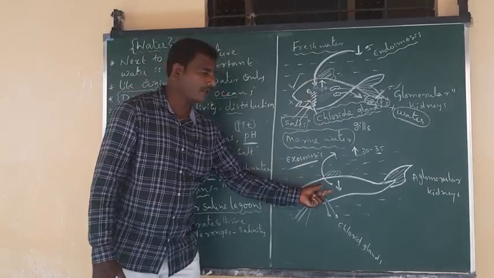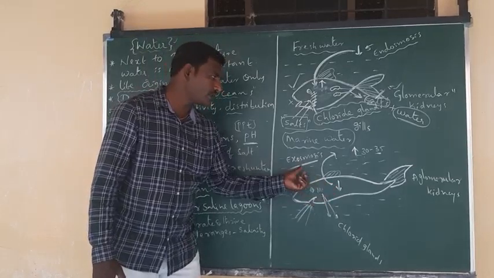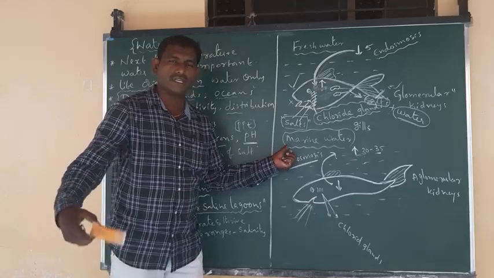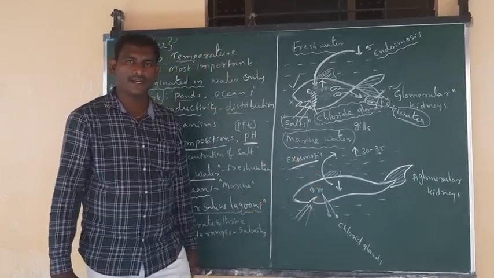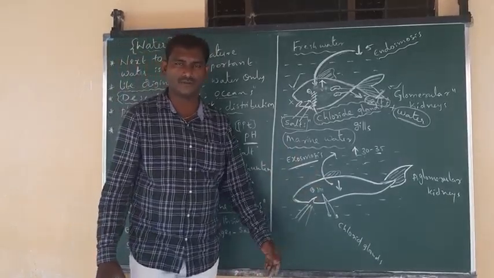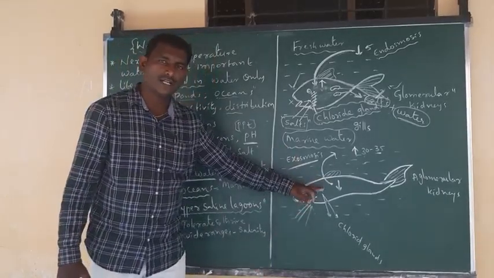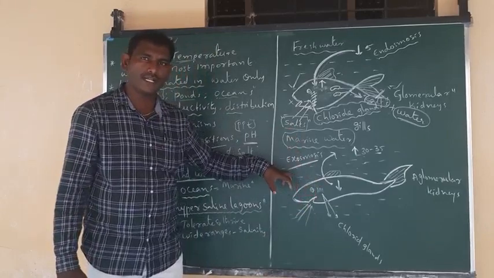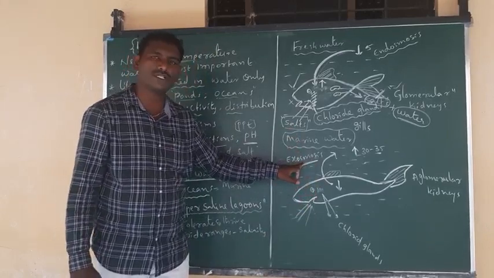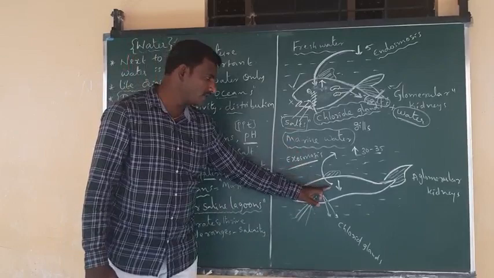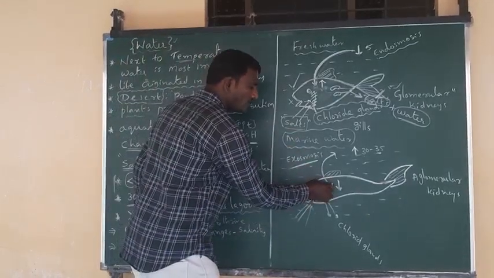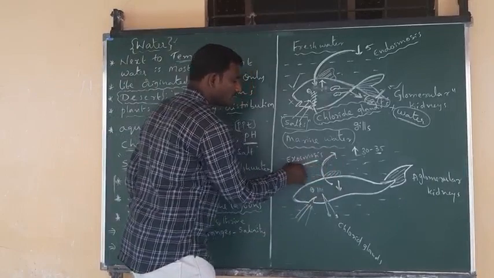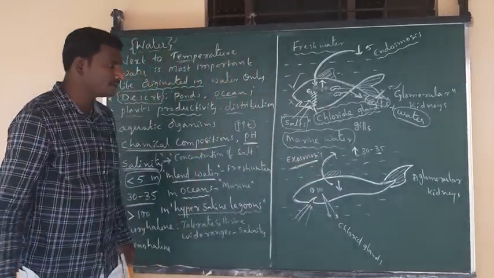Because of this, what happened? The fishes which are surviving inside of the water are facing one problem called dehydration. What do you mean by dehydration? The loss of excess body fluids. So how are they going to last? They are surviving inside of the water, but because of this exosmosis process, the water is going to be eliminated from the body.